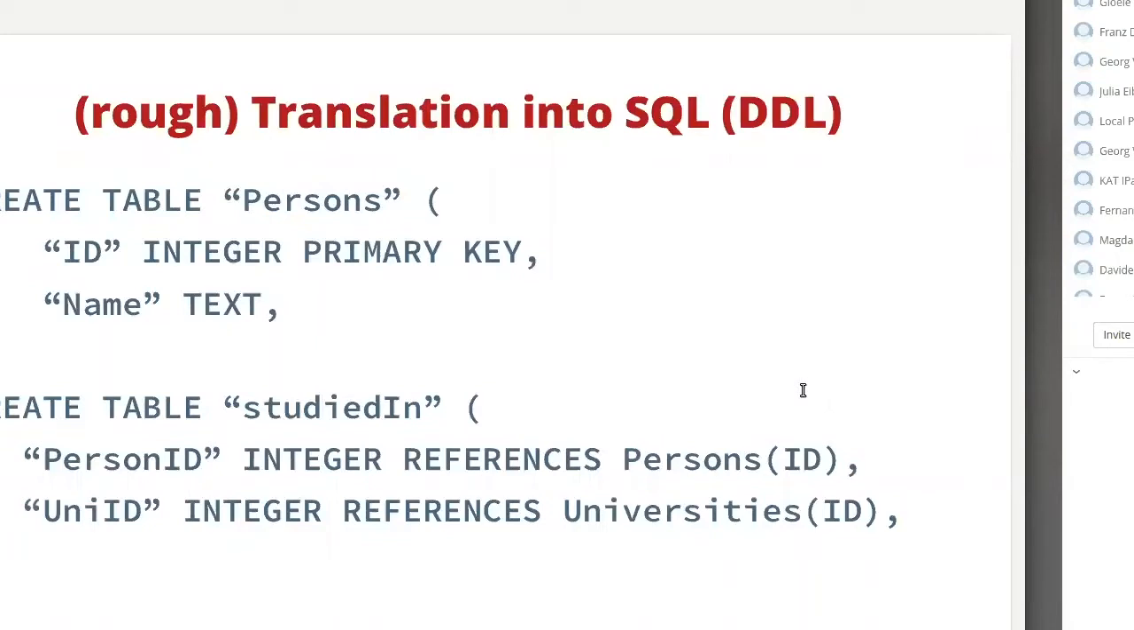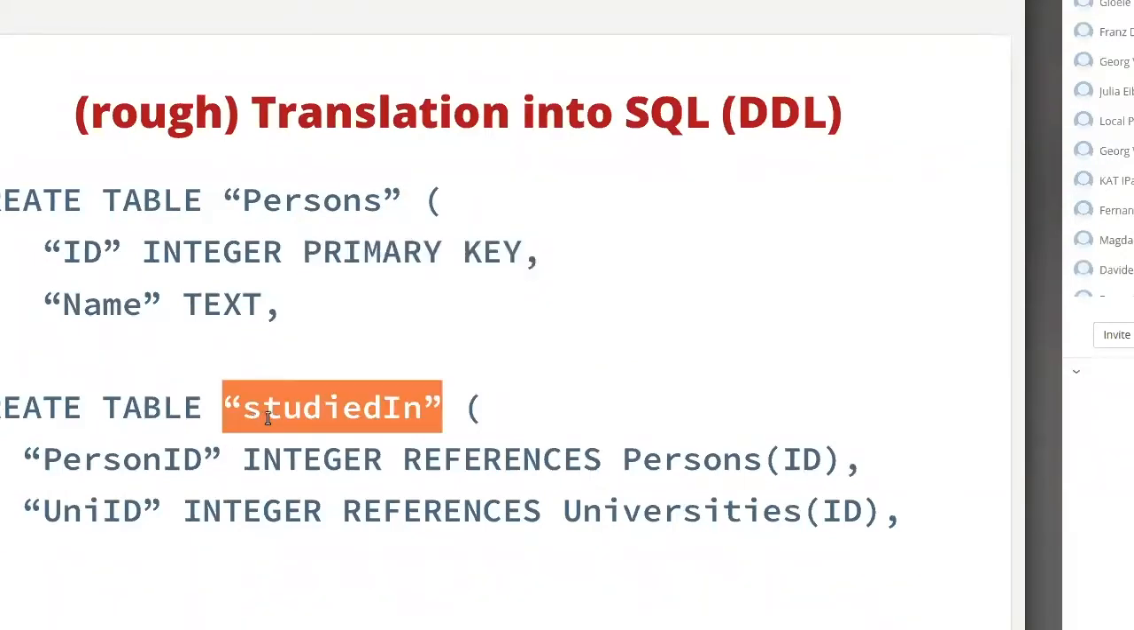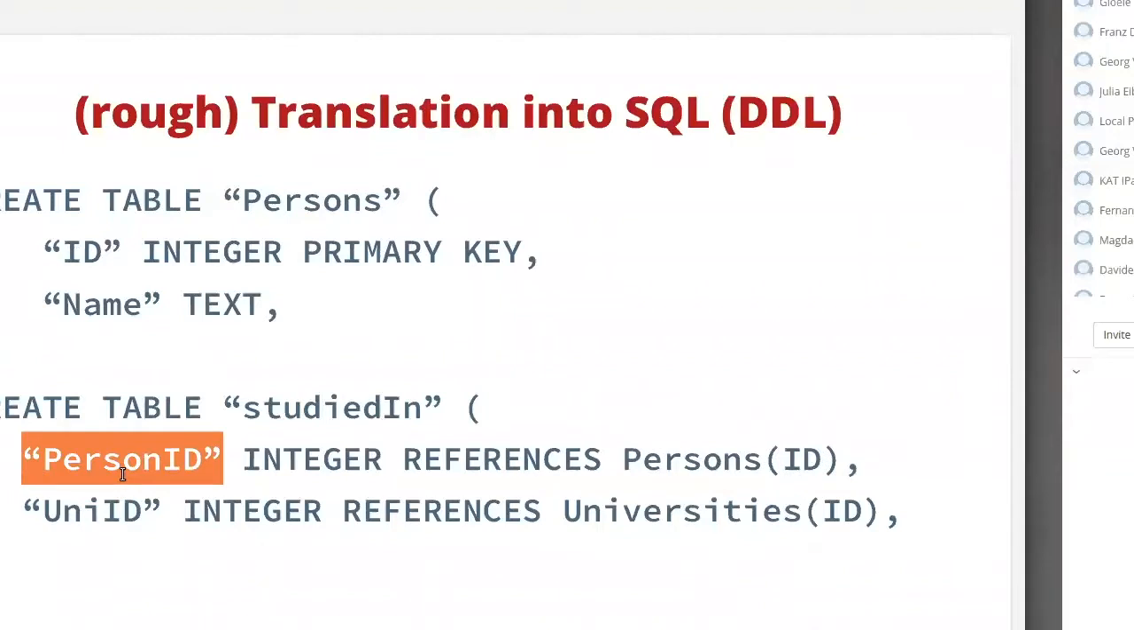In SQL, you have various keywords that tell you how to create those tables and how to create those references. For example, here you see we create this table persons and we say the ID is the so-called primary key, the thing that identifies in a certain context that person, and that the relationship studied in references that ID under the name of the person ID. And with that, you can create very complicated, sophisticated models and turn them into databases that can be queried with SQL.